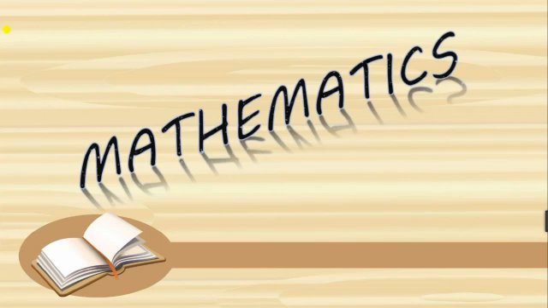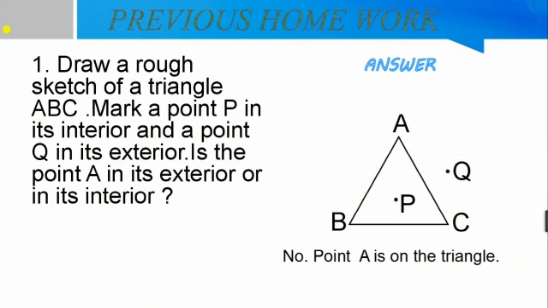So today we can revise what all things we learned up to last class. First we can discuss last class's homework question. The question was, draw a rough sketch of a triangle ABC. Mark a point P in its interior and a point Q in its exterior. Is the point A in its exterior or in its interior? Let us see the answer.